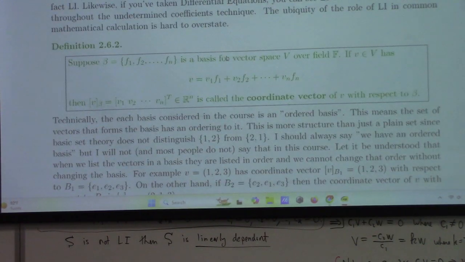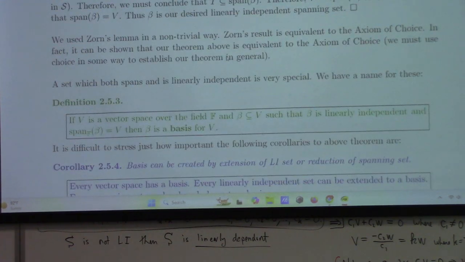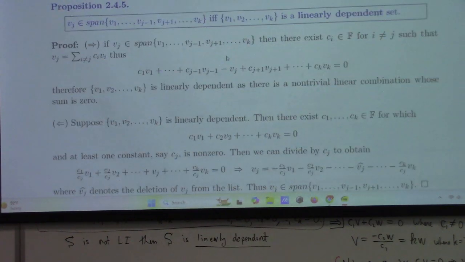Okay, so we need to know what spanning is. We need to know what linear independence is. And so today we're just really trying to get the basics down. And so here was the next result I wanted to show you guys today. Let's read the statement. It says, you've got a set of vectors. Notice that the list on the left-hand side is missing the jth one.